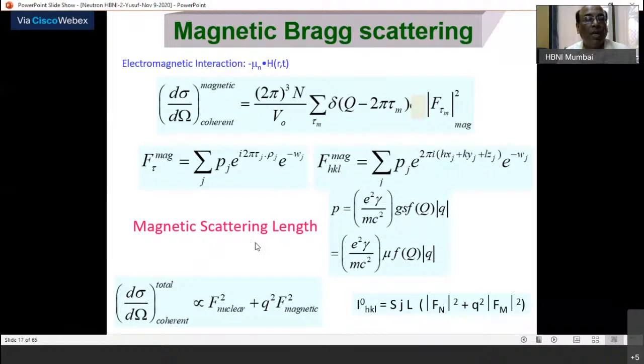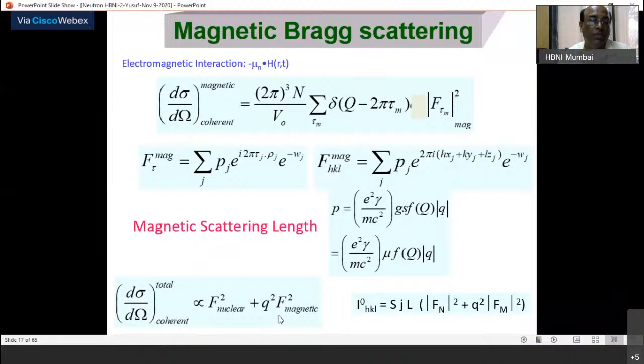Now, let's say you have a crystalline material. Neutrons will see both the B as well as the P, right? So the B part will give you the nuclear structure factor and the P part will give you the magnetic structure factor, and then the total observed intensity. What you measure is proportional to the nuclear structure factor mod square and the magnetic structure factor mod square, with the proportionality factors S, J, L and so on, and here Q square comes when you talk about the intensity.